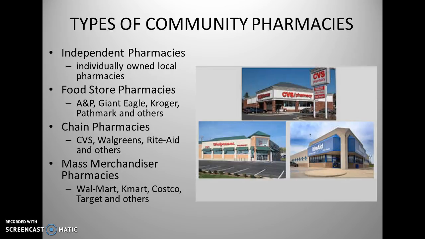So you have different types of community pharmacies. You have the independent pharmacy that's individually owned, usually maybe 1, 2, 3, 4, 5 stores and no more. You have a food store pharmacy such as A&P, Giant Eagle, Kroger's, Pathmark, etc. You have the chain pharmacies like CVS, Walgreens, Rite Aid, and there are others. Those are the big three. We have the mass merchandiser pharmacies that you find at Walmart, Kmart, Costco, Target. So those are the different types of community pharmacies that you should be familiar with.